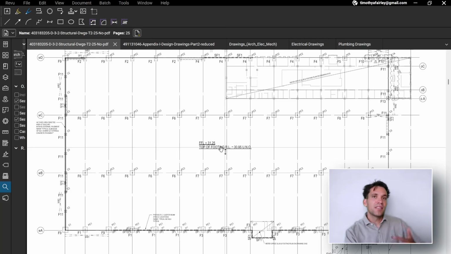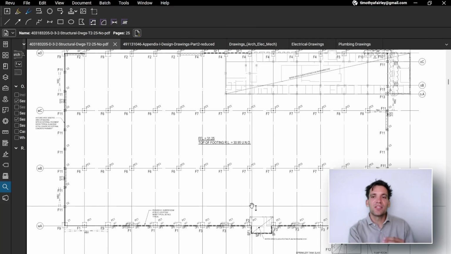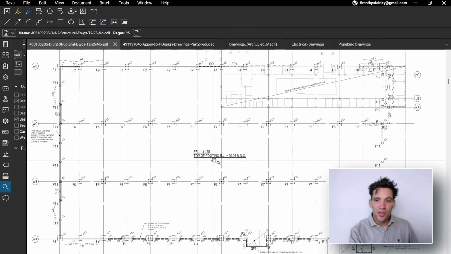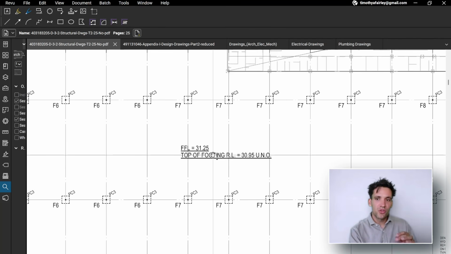That datum point is what the surveyors will use when it comes out to actually setting out these drawings on site and marking these heights for construction. But in terms of how we read and interpret the plans, we're more interested in the relative differences between the heights. So again, we can see on this set of plans, FFL, which stands for finished floor level, is 31.25.